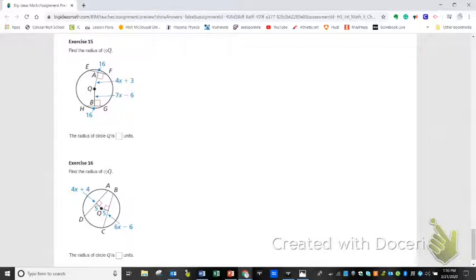The distance QA, which is the distance from the center to the chord, is 4x plus 3, and that has to be exactly the same as the distance from Q to B. So 4x plus 3 will be equal to 7x minus 6.